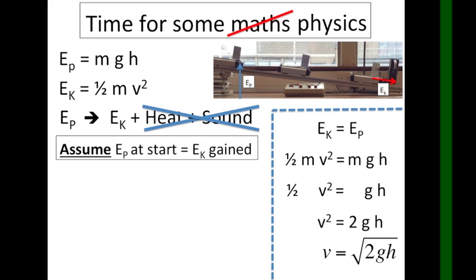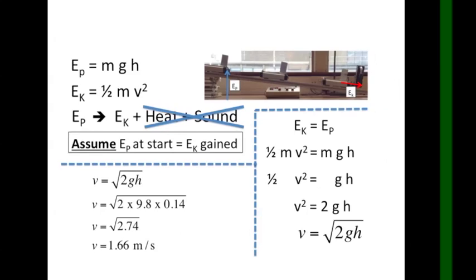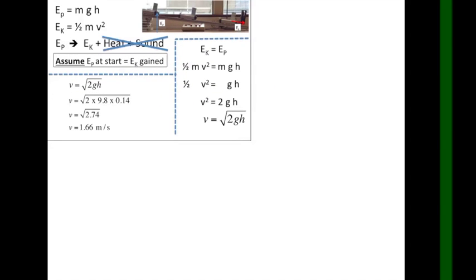Finally, take the square root of both sides, and we have an equation that will allow us to predict the final speed. Now remember, this is only true if we have this assumption. If there's any energy being lost, this will not hold. So that's the theory and most of the math.